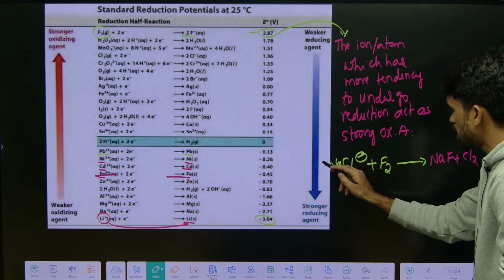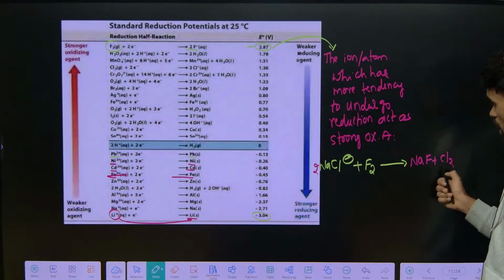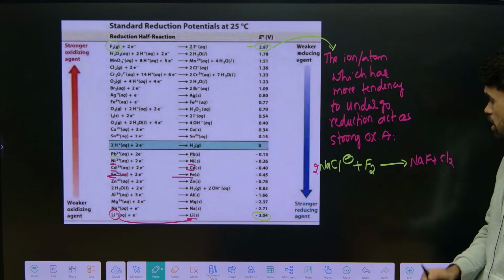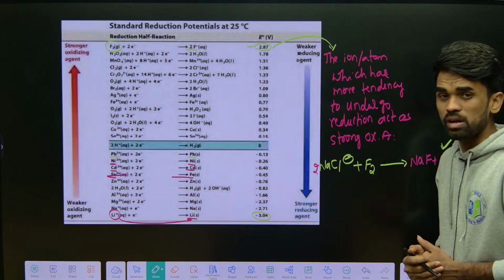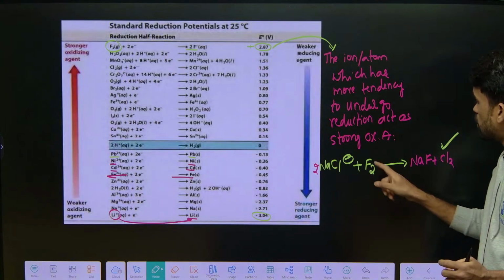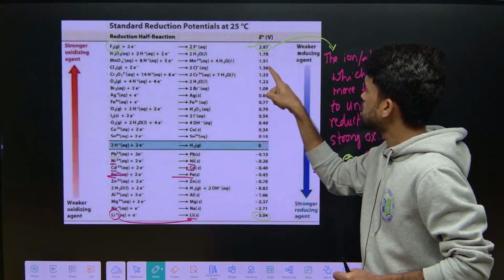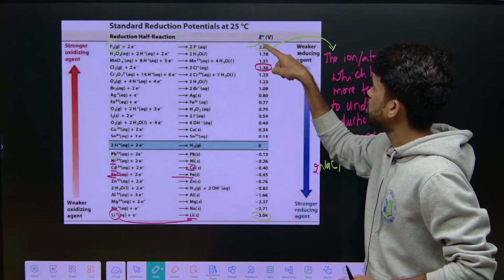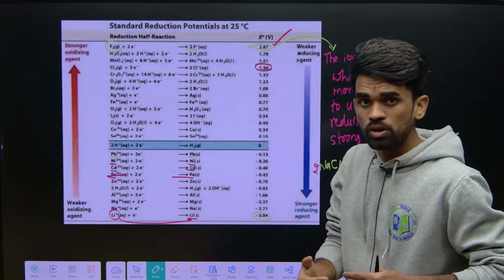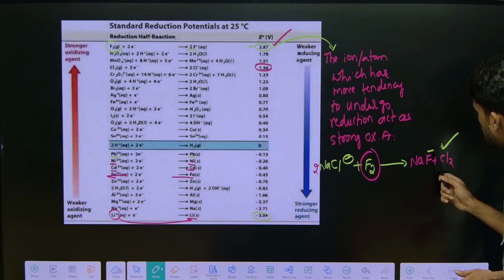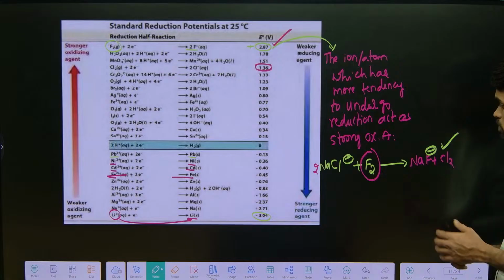So what is happening here? Chloride ion is converted into chlorine and the F₂ molecule is converted into fluoride ion. So this reaction is feasible, a possible reaction. Why? Because fluorine has more tendency to undergo reduction compared to chlorine. Chlorine is just 1.36 but fluorine is 2.87. So fluorine will be in NaF, the fluoride ion form, and chloride ion will be converted into chlorine when we react it.